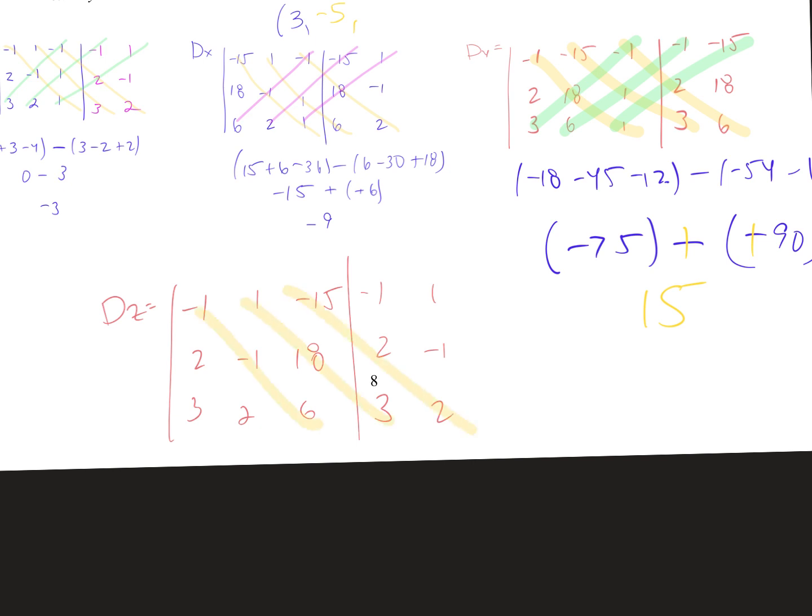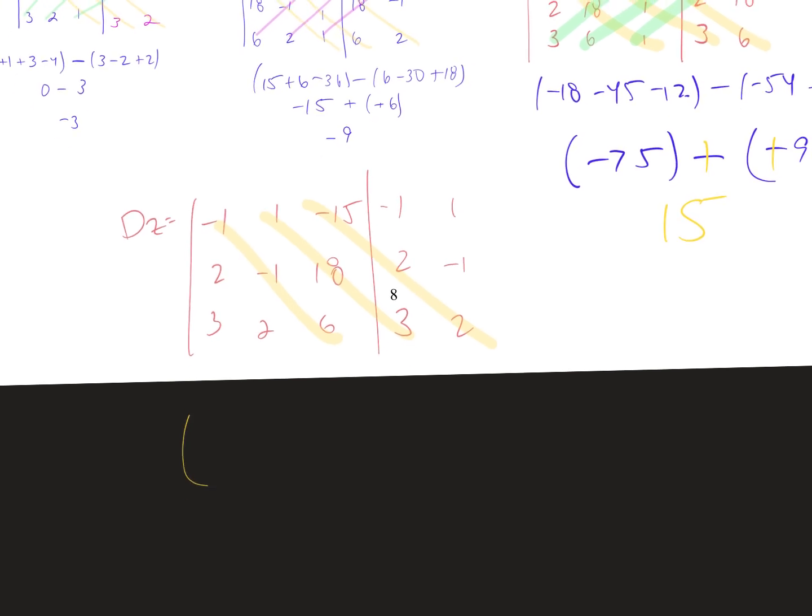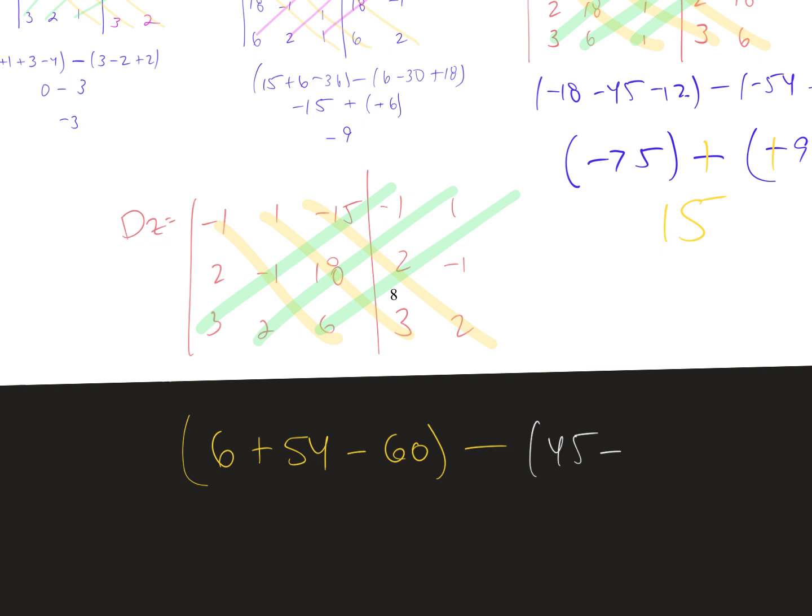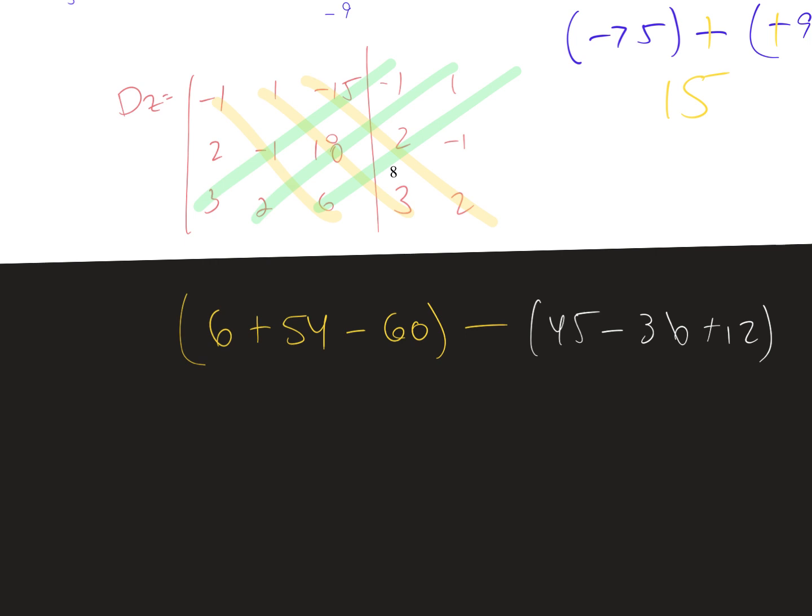So here we go again. Negative 1 and 6 is 6. 18 and 3 is 54, right? And then negative 15 and 4 is minus 60. All right, so minus, here, here, here. What is this, 45? All right, and then I have minus 36 plus 12, all right? So 6 and 54 is 60, minus 60 is 0, correct?